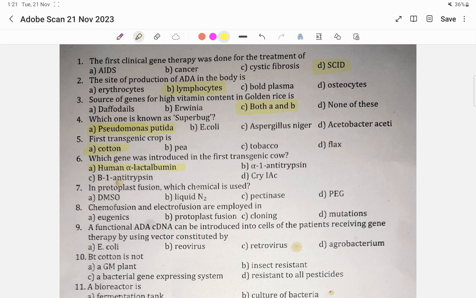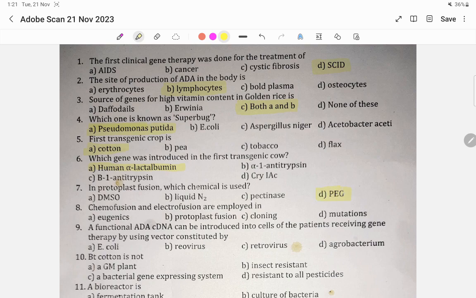In protoplast fusion, which chemical is used? DMSO is dimethyl sulfoxide, which is the volatile compound from the onion. That is the reason you cry whenever you cut an onion. Dimethyl sulfoxide and liquid nitrogen are used for cryopreservation. Pectinase is an enzyme which can break down pectin. PEG is nothing but polyethylene glycol.